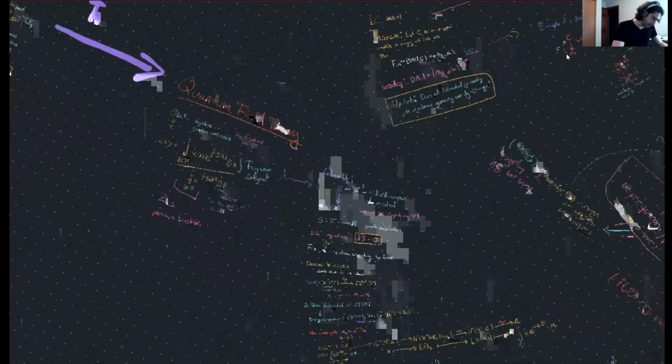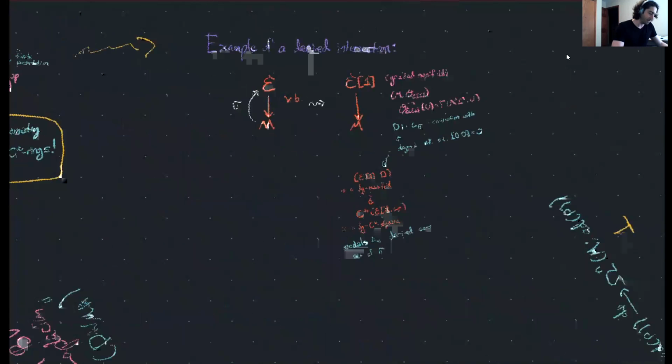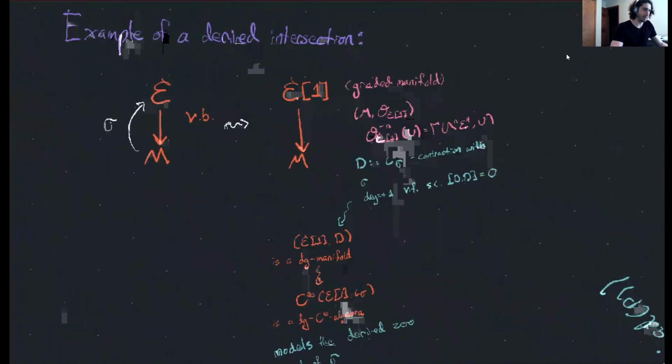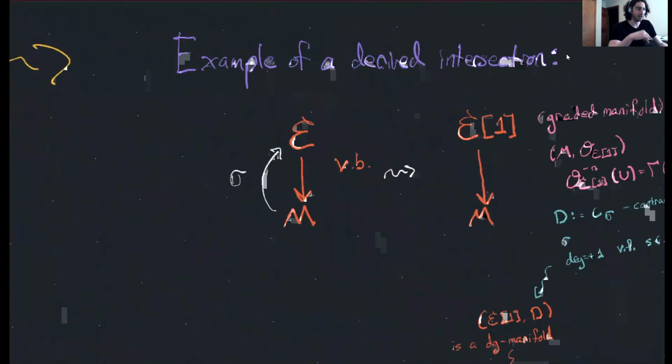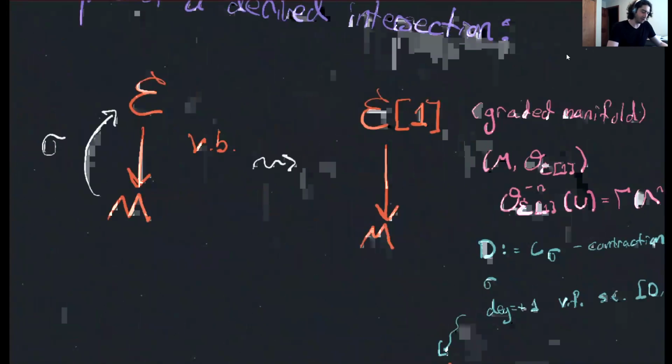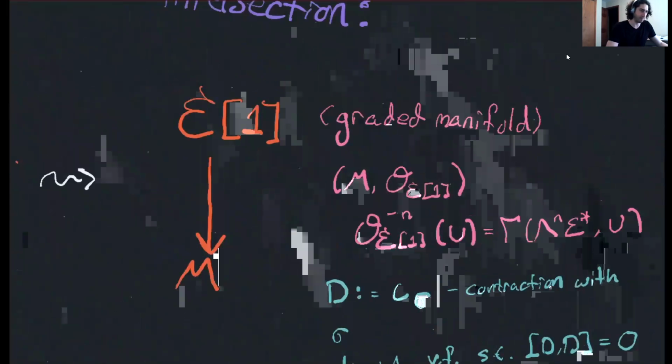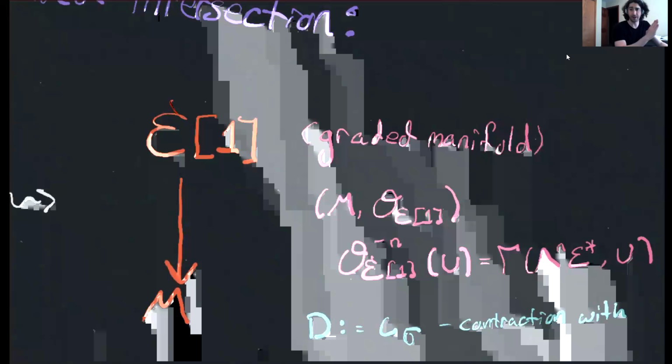Right. So I want to do one example of a derived intersection. I want to go back to this example of a moduli space that we had. So I have a vector bundle and I have a section. I want to compute the derived intersection of that section with the zero section. And you can do this using derived manifolds. First, you can talk about graded manifolds. So you can just shift the fiber of that vector bundle in a graded sense by one.